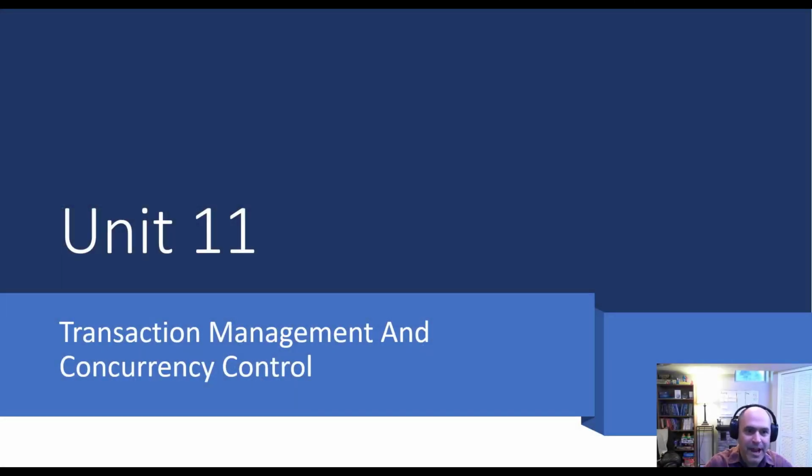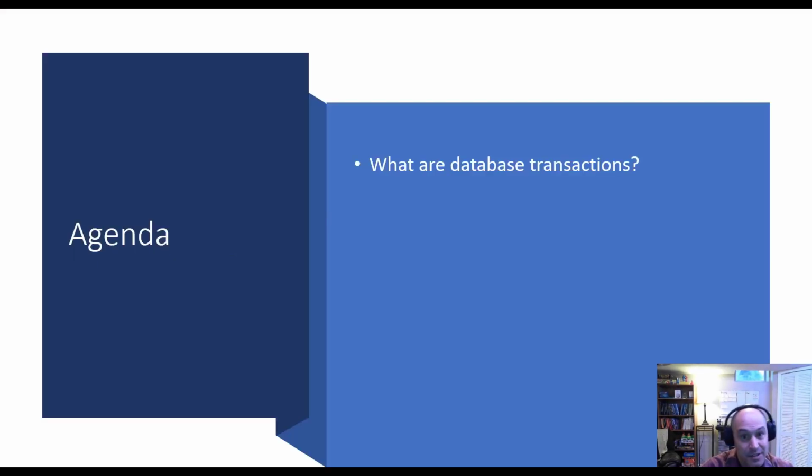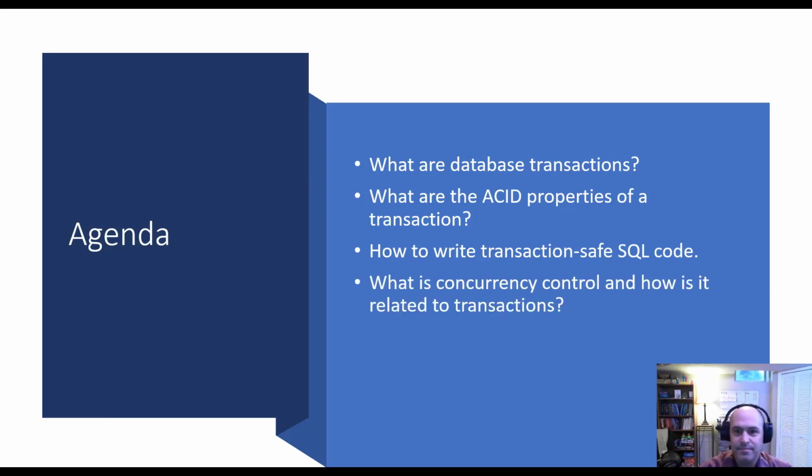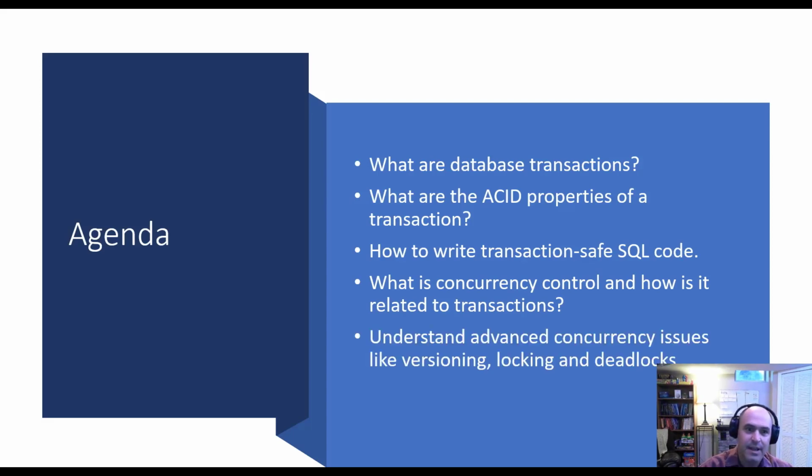All right, everyone, prepare to have your mind blown as we cover transaction management and concurrency control. The agenda: What are database transactions and what are the ACID properties? How do we write code to be transaction safe? And what is concurrency control and how is it related to transactions? And then we'll look at advanced issues such as locking and deadlocks and versioning.